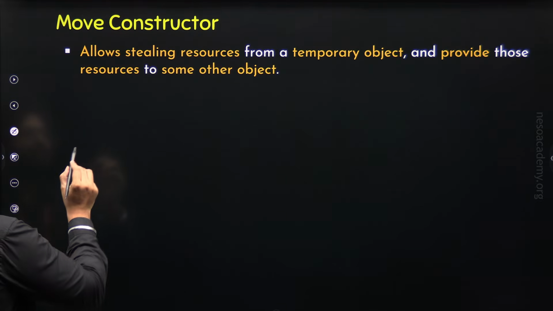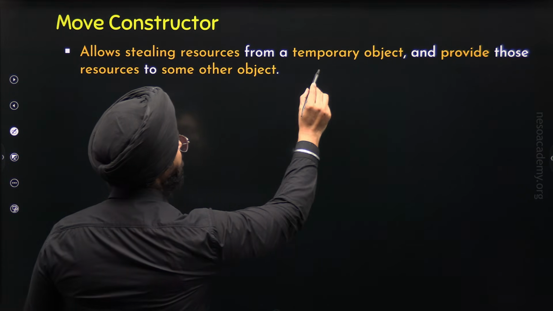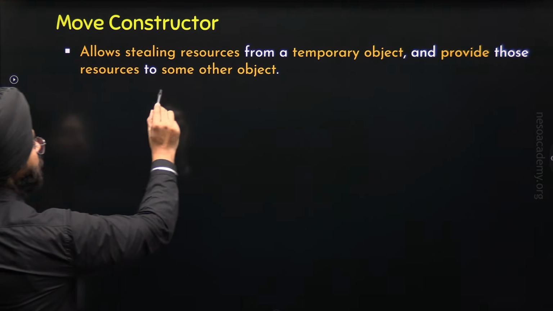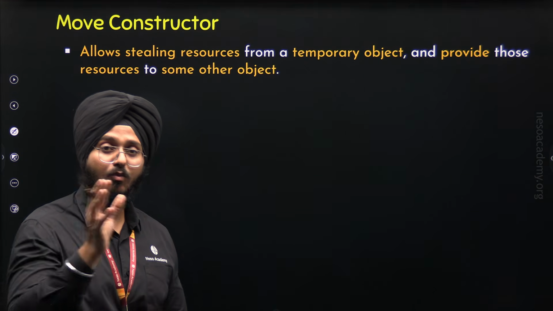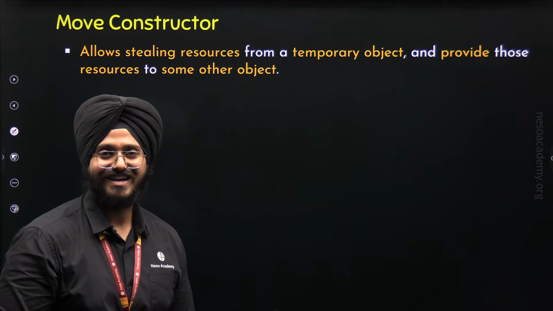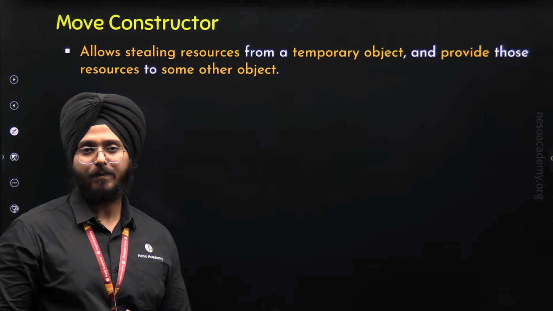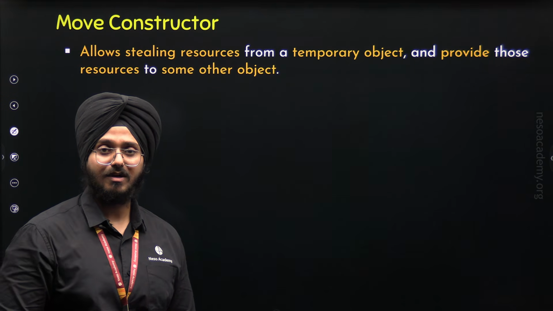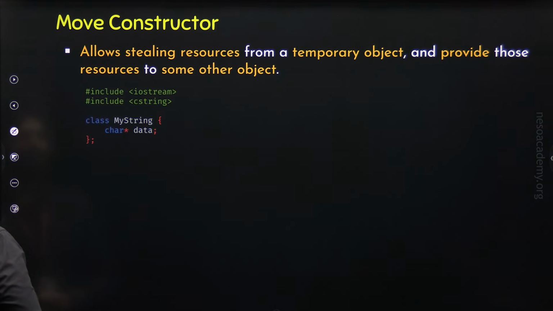Move constructor is the constructor that allows stealing resources from a temporary object and providing those resources to some other object. This is what a move constructor is. It allows us to transfer the ownership of one object to the other object. Now this can be well understood through an example program. Let's take the example program.